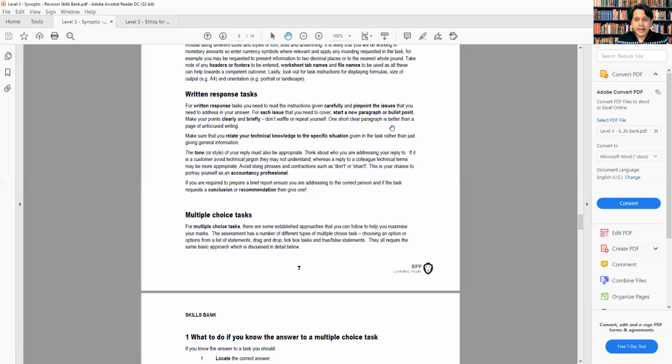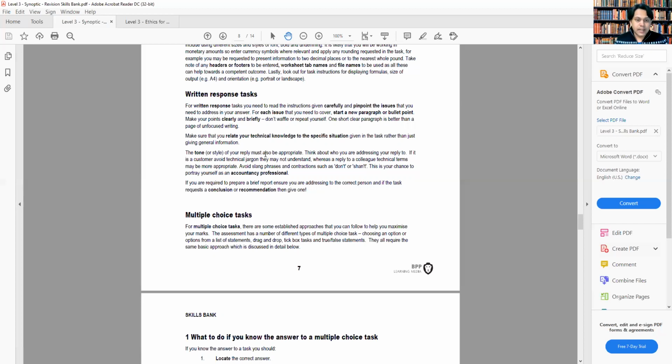One short, clear paragraph is better than a page of unfocused writing. You don't have to write something that is irrelevant. Write a few lines, but make them relevant and correct. Don't just repeat the same stuff again and again, because that will be marked by a person, and he will not be happy if you keep writing the same stuff again and again. So it's better to write less, but write something solid, not something repeating stuff.